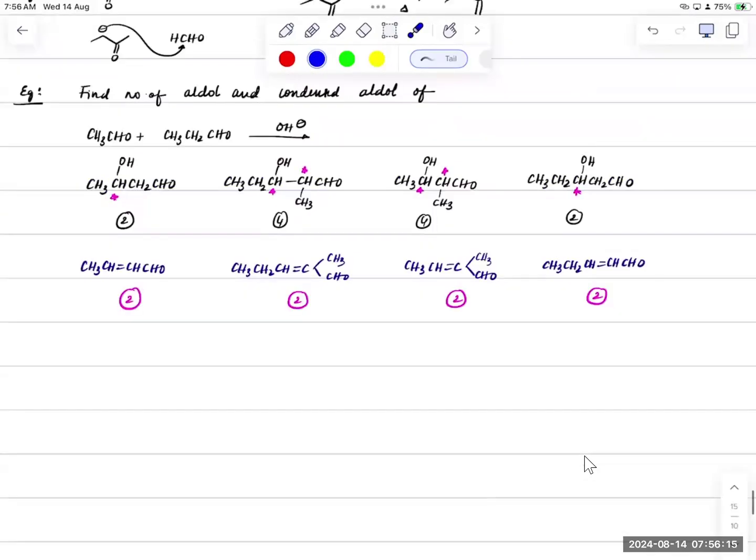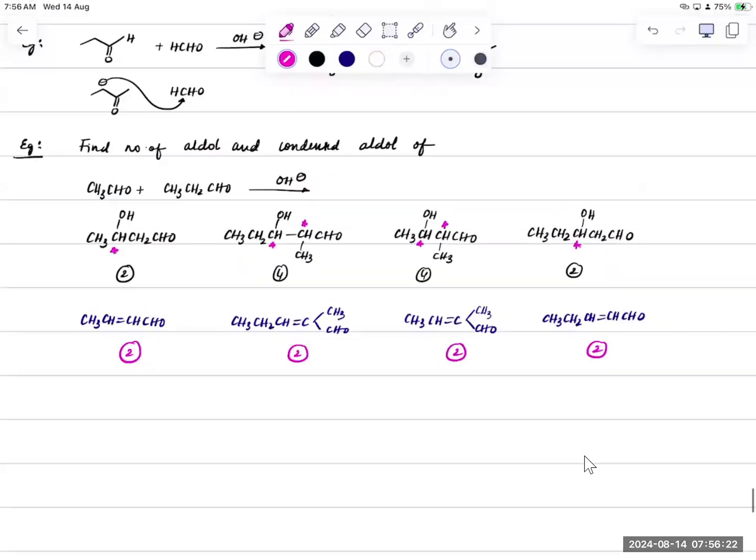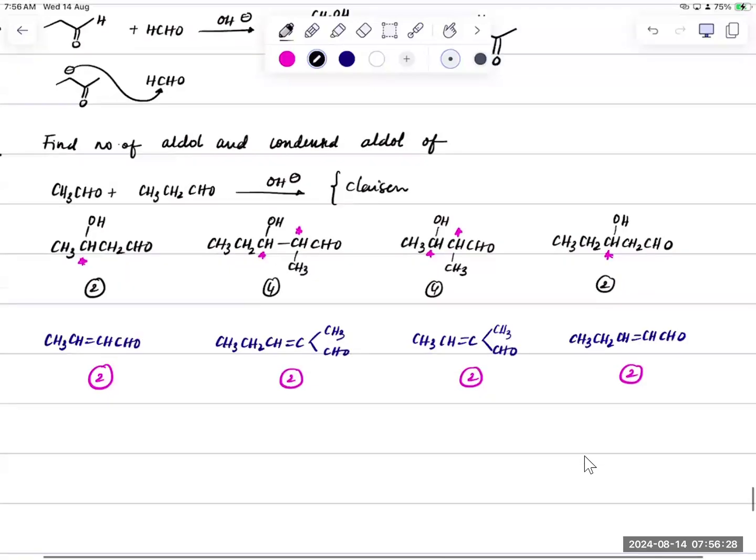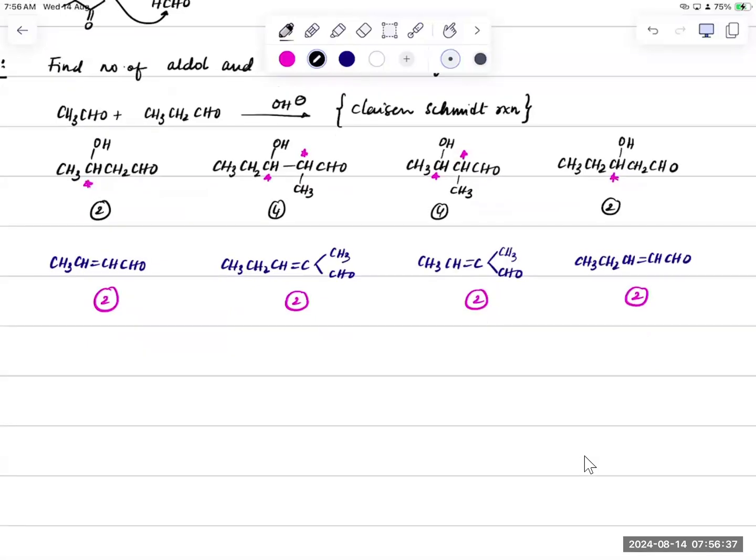Any cross aldol when you're writing, right, that is called the Claisen-Schmidt reaction. So these are all Claisen-Schmidt reactions. In fact, cross aldols are all Claisen-Schmidt reactions.